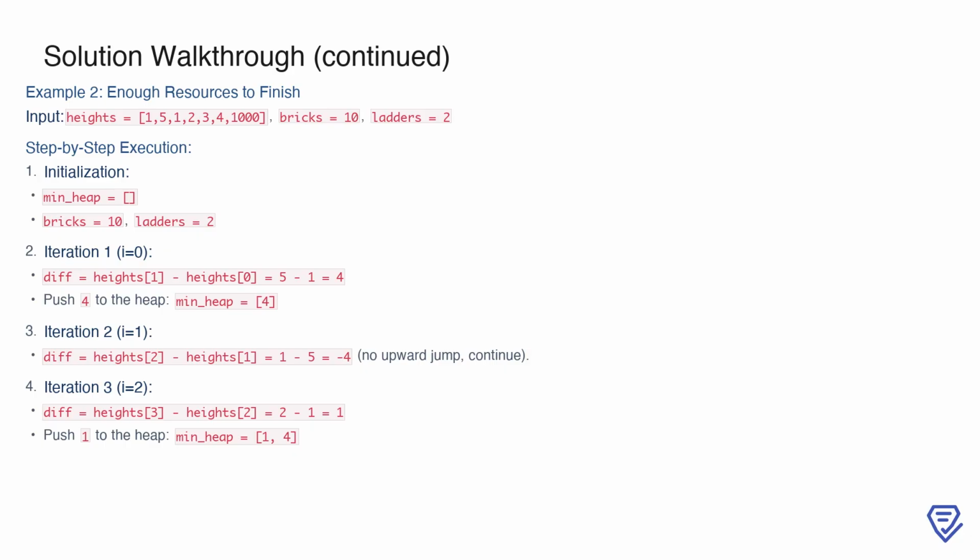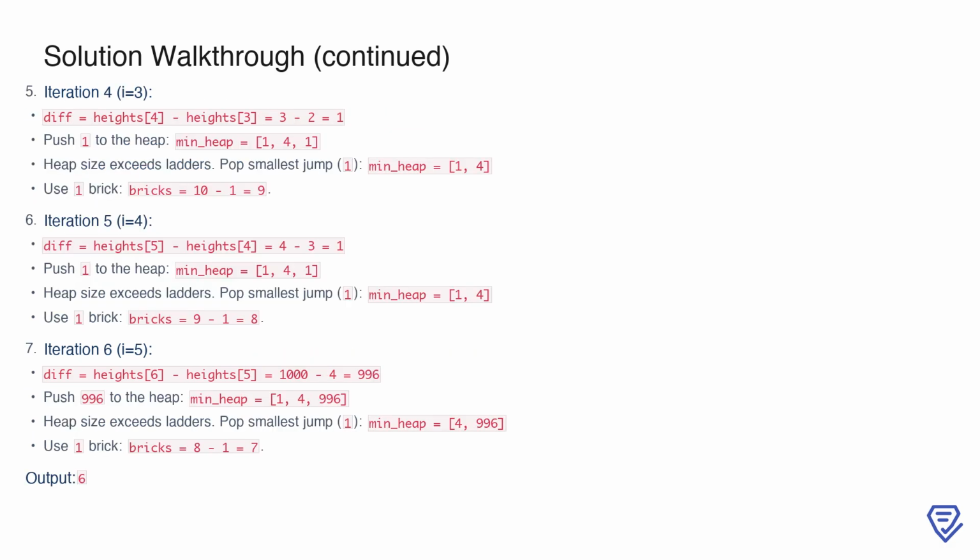In the third iteration, the difference between heights 3 and heights 2 is 1, which is pushed to the heap, resulting in 1, 4. In the fourth iteration, the difference between heights 4 and heights 3 is 1. This is pushed into the heap, making it 1, 4, 1. As the heap size exceeds the number of ladders, the smallest jump, 1, is removed from the heap and handled with bricks, reducing the brick count to 9.